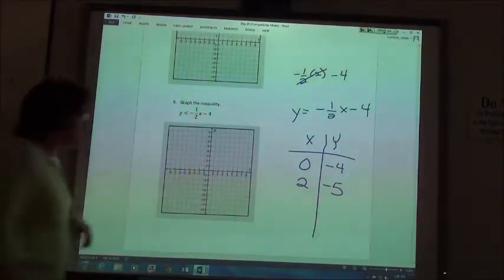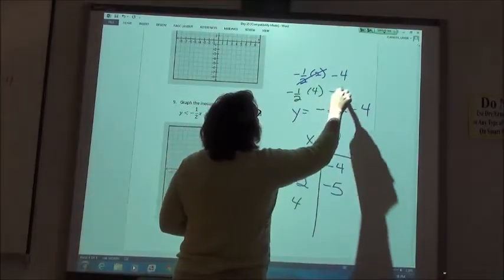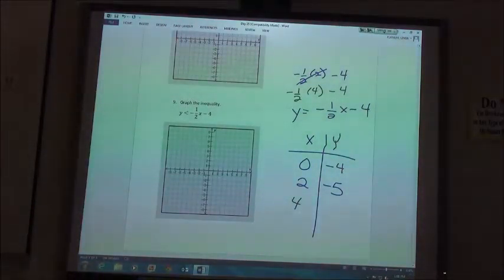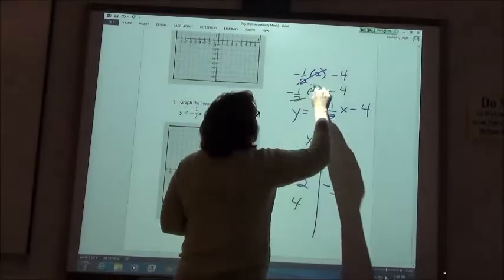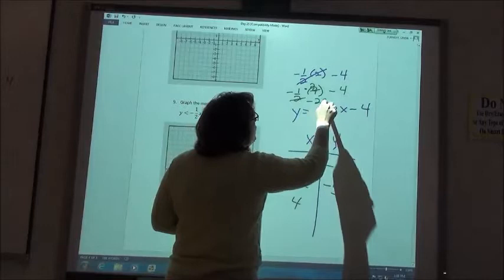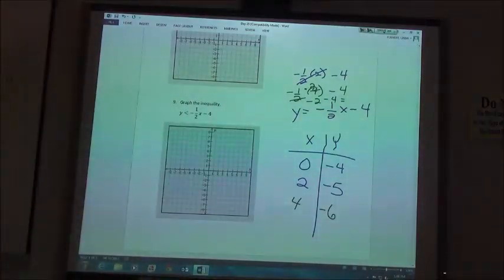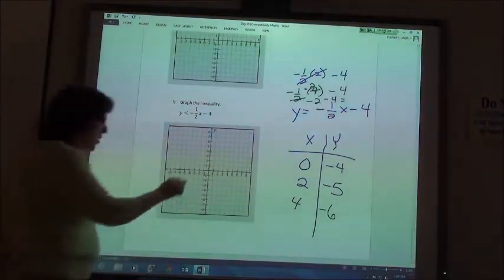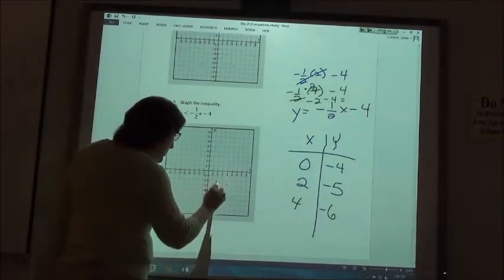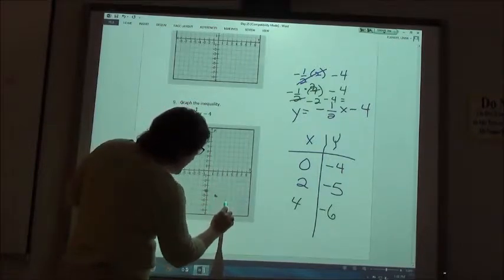What's another good number to put in for x? 4. 4 would be probably a good number. So negative 1/2 times 4 minus 4. What's going to happen there? Can cancel. 2 goes into 4 2 times. Negative 1 times 2 is negative 2, and negative 2 minus 4 is negative 6. So 0, negative 4, which is our y-intercept; 2, negative 5; and 4, negative 6.